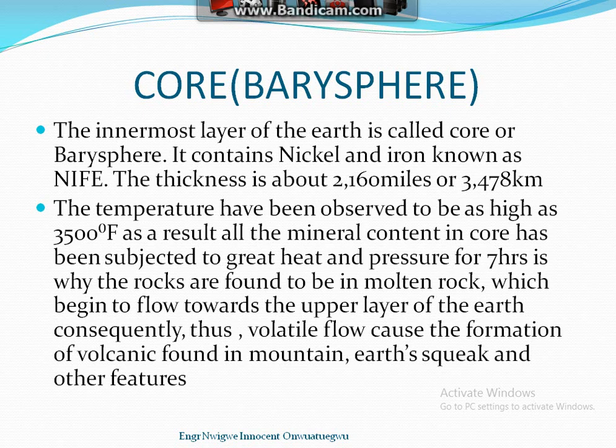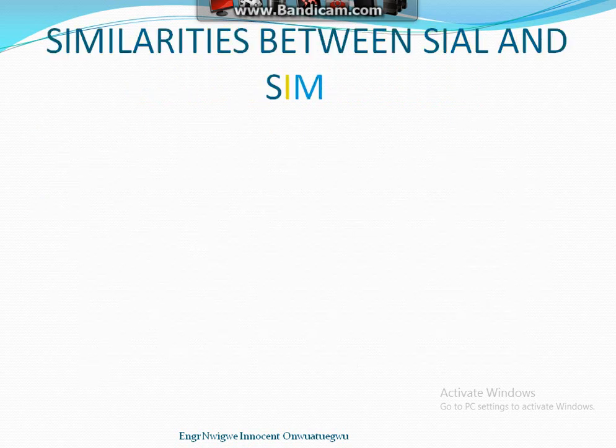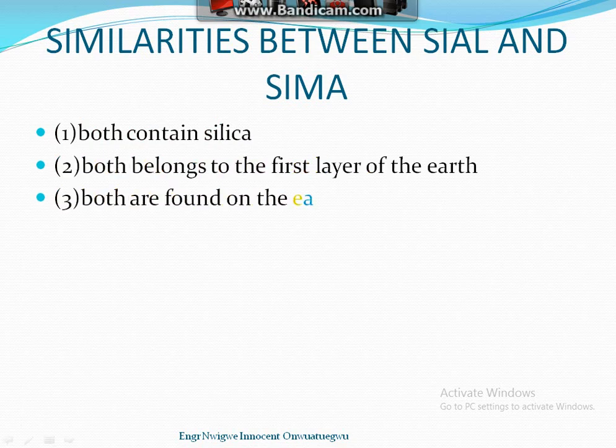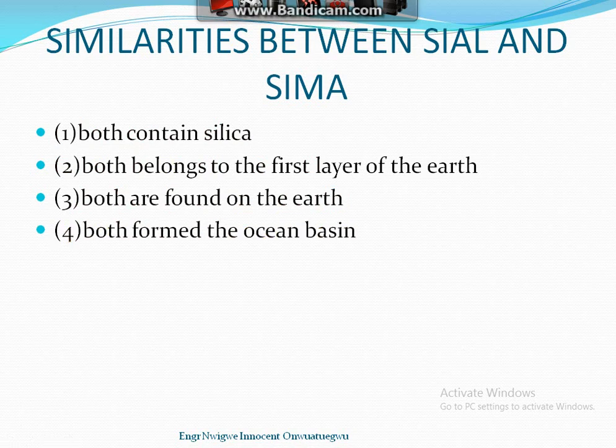Similarities between SIAL and SIMA. 1. Both contain silica. 2. Both belong to the first layer of the earth. 3. Both are found on the earth. 4. Both are formed by the ocean. 5. Both contain minerals.